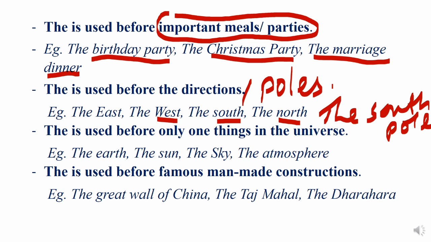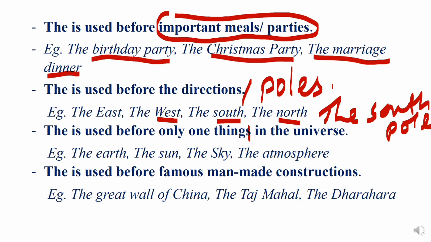The is used before only one thing in the universe. Only one thing in the universe. The earth, the sun, the sky, the atmosphere, etc. Again, the earth, the sun, the sky, the atmosphere, the Jupiter, etc.